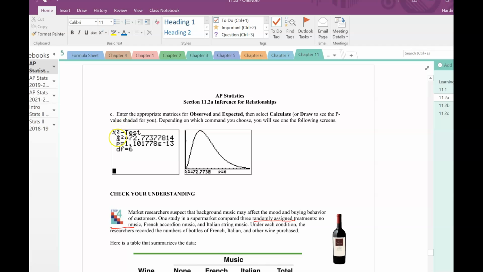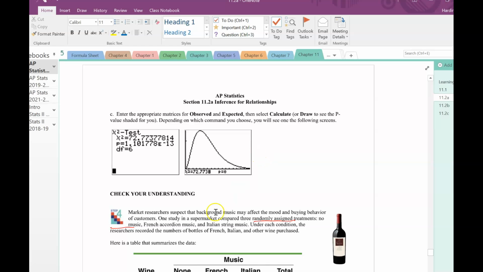And you can double check our test statistic, 72.77, our p-value, remember that very small number, degrees of freedom is 6. Now you can't see it in this picture because our p-value is so very small, but if it wasn't such a small p-value, you would actually see a spot on here with shading to the right to show where exactly the sample falls on the chi-square distribution.